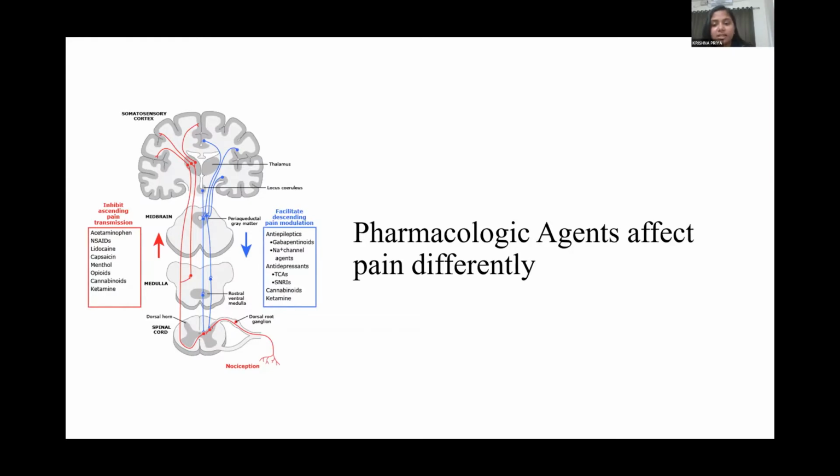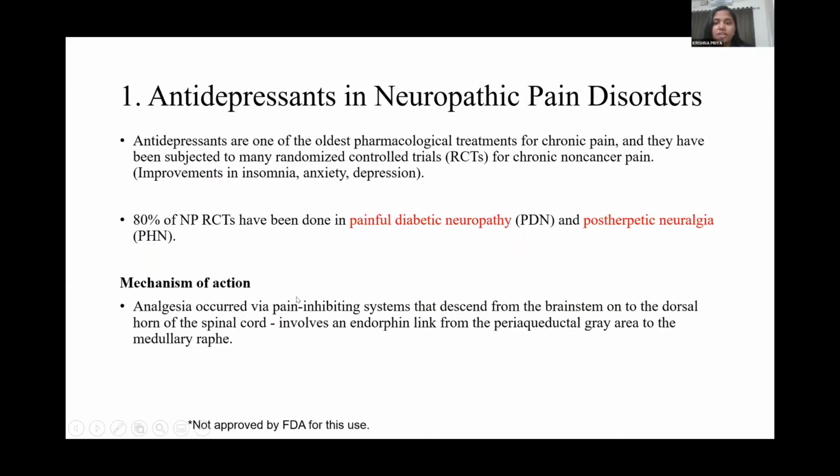Pharmacological agents affect pain differently. There is ascending pain transmission and facilitation of descending pain modulation. The drugs which inhibit ascending pain transmission are acetaminophen, NSAIDs, lidocaine, capsaicin, menthol, opioids, and cannabinoids. And those that facilitate descending pain modulation are anti-epileptics, antidepressants, cannabinoids, and ketamine. So we can start with the first category of drugs, that is antidepressants in neuropathic pain disorder.